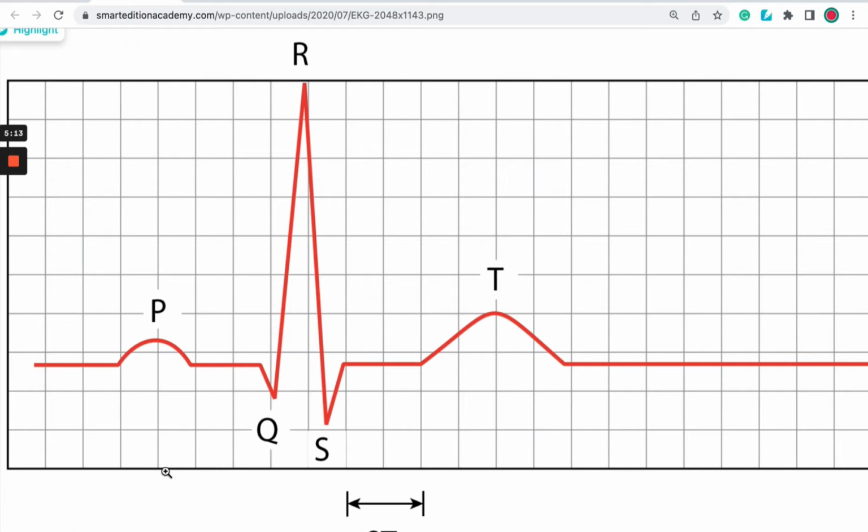An EKG is commonly performed to assess cardiac rhythm and is used to detect heart disease. So you'll either see a simple EKG readout like we see here, or you will see a more complex EKG readout such as from a 12-lead EKG.